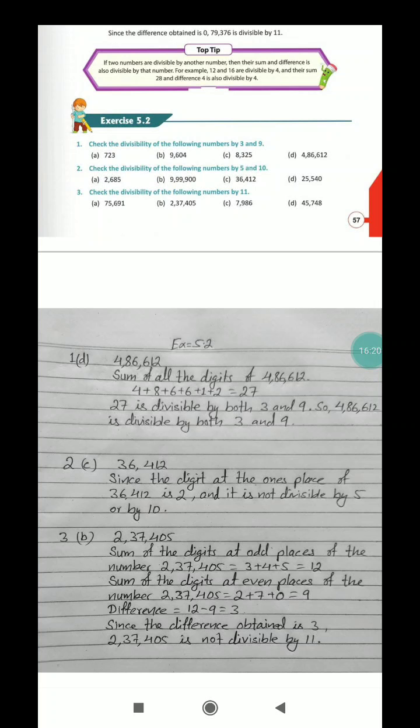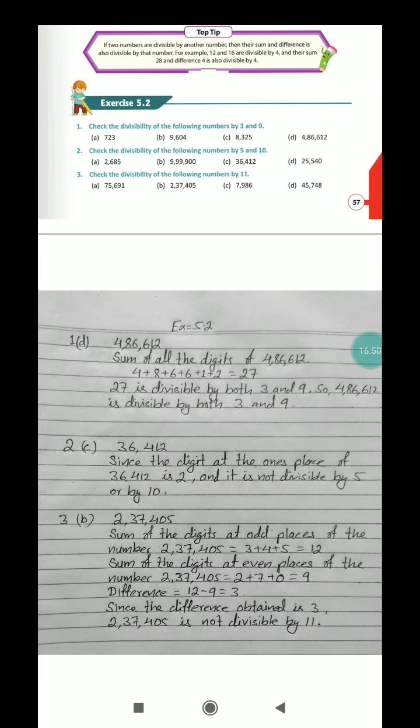Now we will find the difference. Difference equals 12 minus 9. So 12 minus 9 equals 3. Since the difference obtained is 3, therefore the number 2,37,405 is not divisible by 11. If the difference we get would be 0, then the number would be divisible by 11. But here we have got that the difference obtained is 3. That means it is not divisible by 11.